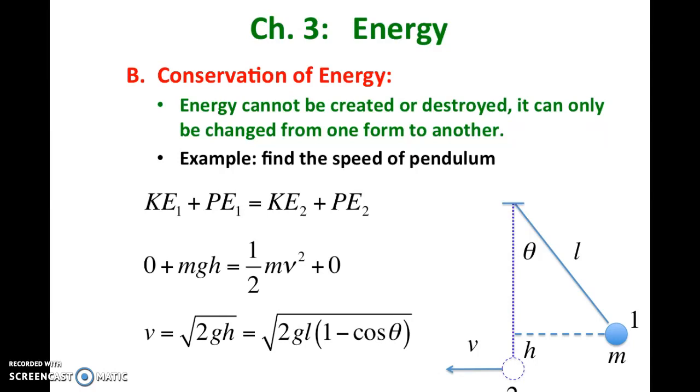This speed cannot be easily found from the motion we learned from chapter 2, like a circular motion, because this speed is not uniform. It's changed. Also two-dimensional motion. But based on the conservation of energy, we can find this speed very easily.